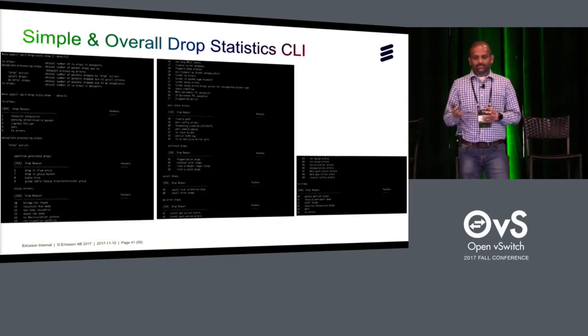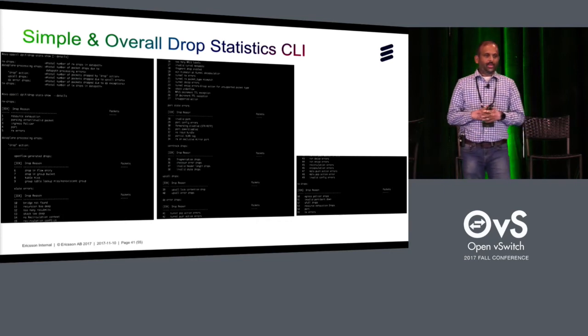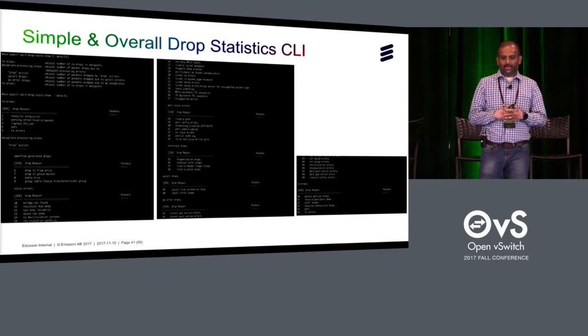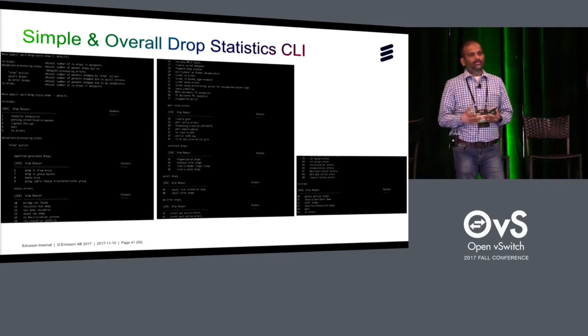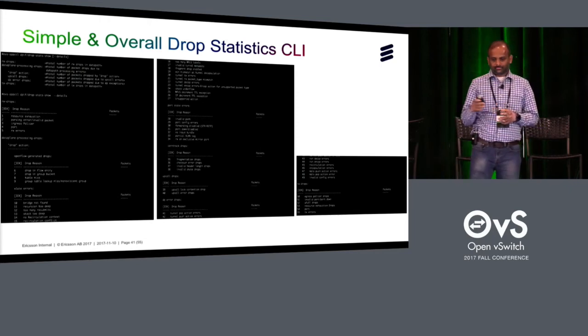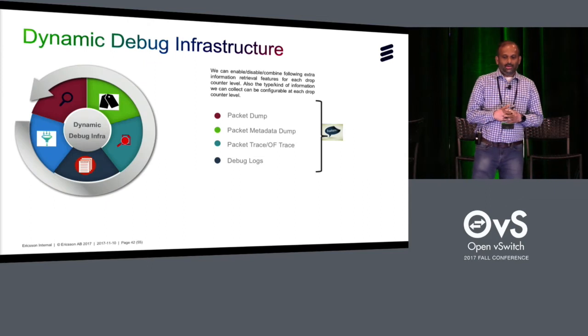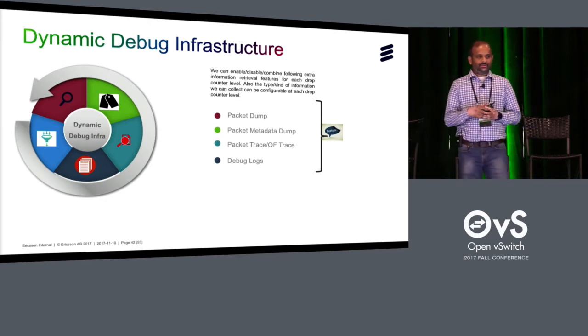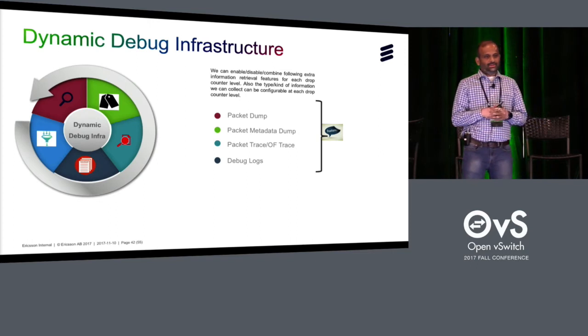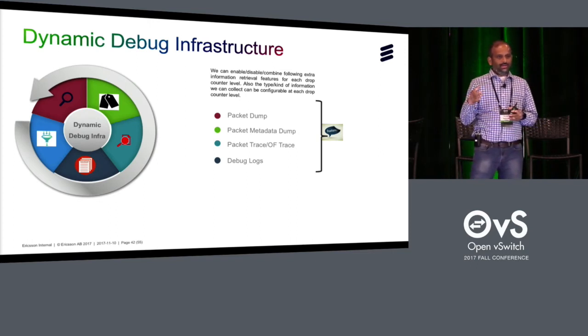This is how the new drop statistics CLI looks. The idea here is to get consolidated, categorized, and detailed drop statistics, so that by just running this command, one can confirm whether drops are happening, and if drops are happening, what the possible reasons could be. In addition to that, because we can classify the drops at such a granular level, we could add a new infrastructure called dynamic debug infrastructure. With this infrastructure, at any drop error or counter level, we can dynamically turn on an extra information retrieval feature.